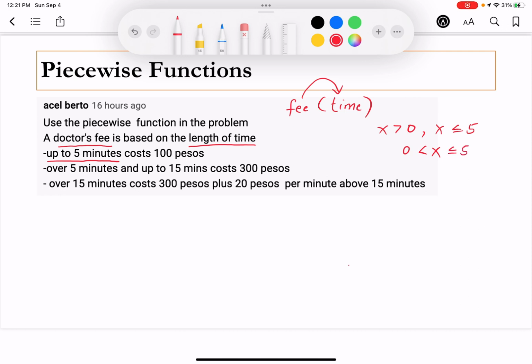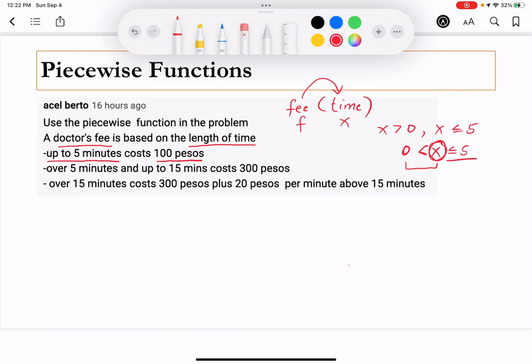Hindi nyo siya pwedeng basahin ng 0 is less than X because you are not describing the 0, you are describing the X. So you should always start describing X, not the 0. So X here is greater than 0, but less than or equal to 5. At magkano ang presyo dyan? 100 pesos.